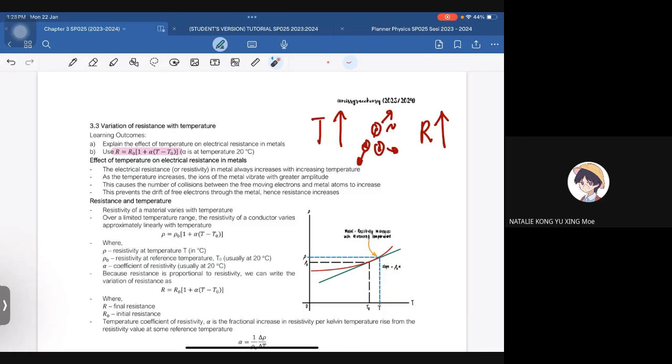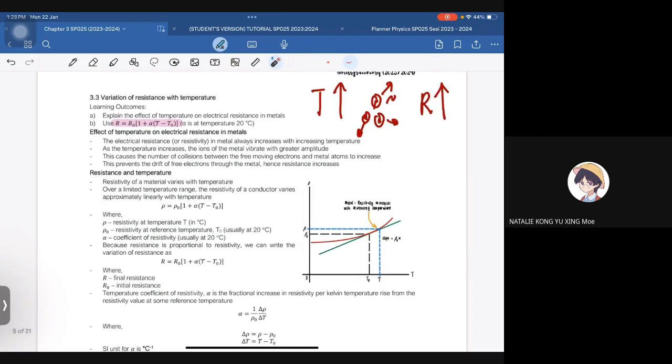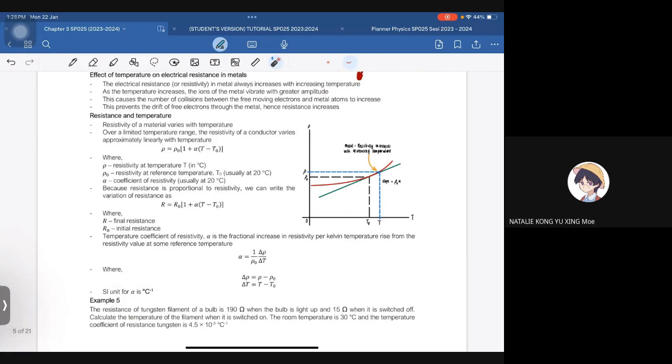So that is for the effect of temperatures. Now we have resistance and temperature. Okay, so the formula yang kamu akan guna is this one here.